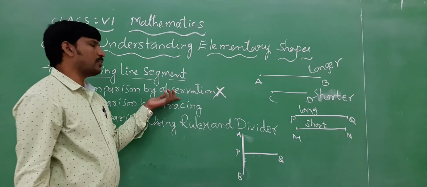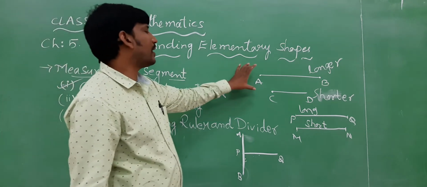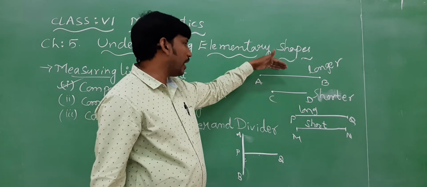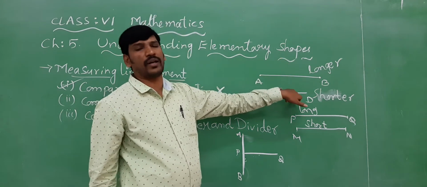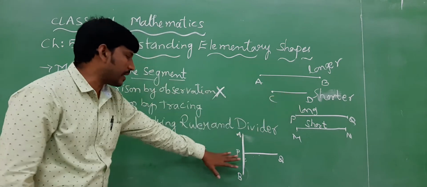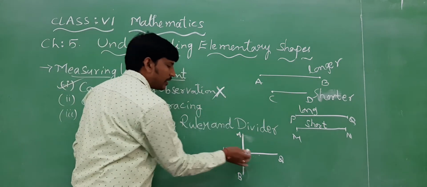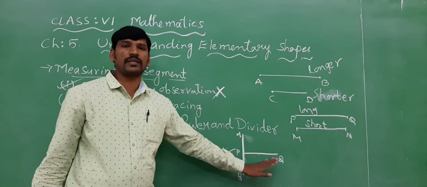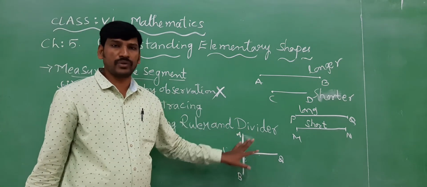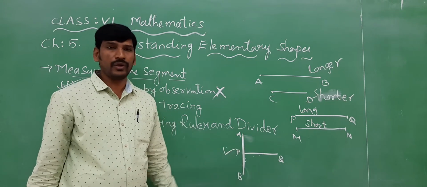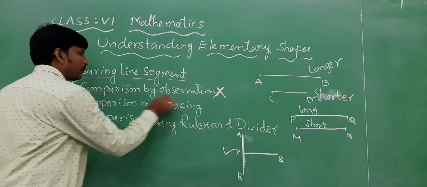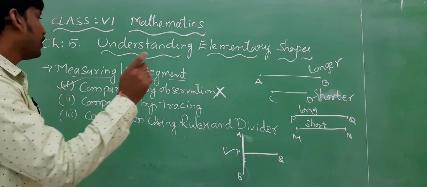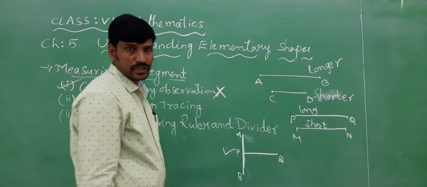It is not possible in all cases. In the given line segments like this, one is the longer one and one is the shorter one. We can say that AB is the longer one and CD is the shorter one. But in this case, we cannot say which one is the longer and which is the shorter, because I gave both equal in distance, both the same length. So this method does not work. It is not possible by observing to say which one is the longer one and which one is the shorter one.